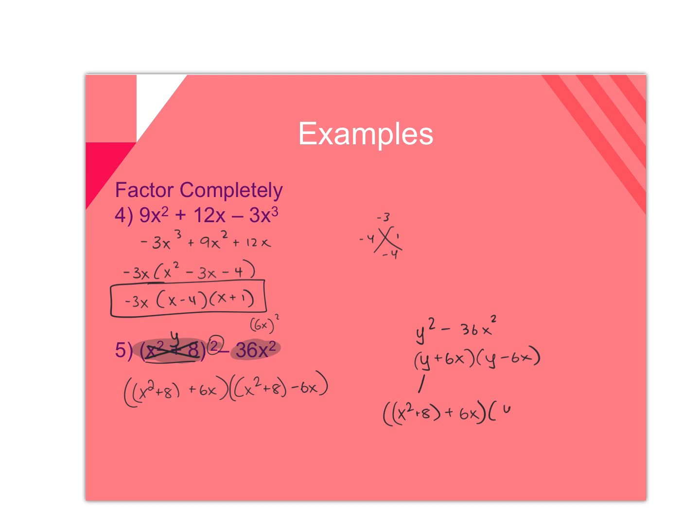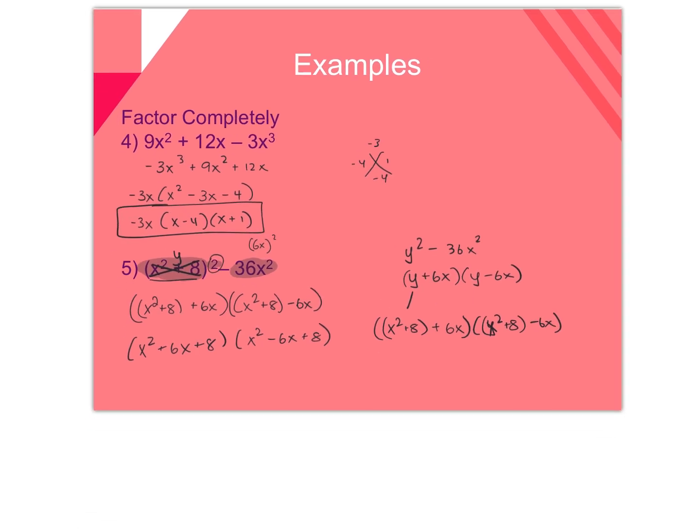Now I'm switching again. x squared plus 8 minus 6x. And that's kind of what I got both times. Now I don't need the parentheses within. And I can actually take each of these parentheses and put them in standard form, right? I'm going to do the same thing to the second one, x squared minus 6x plus 8.